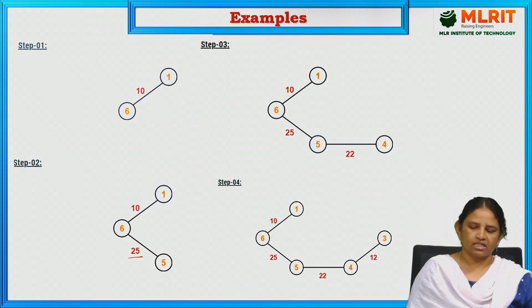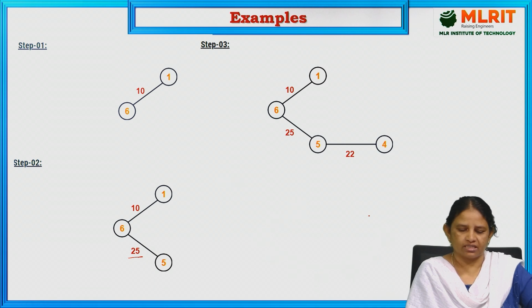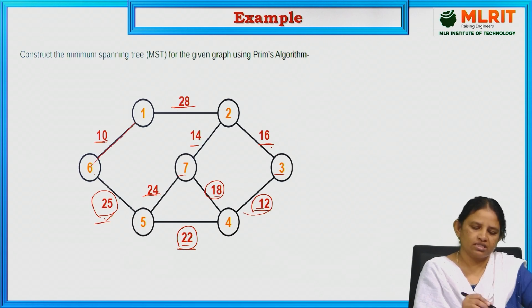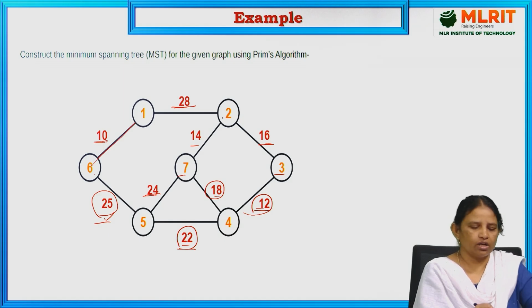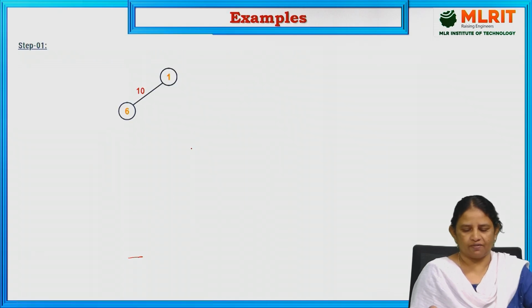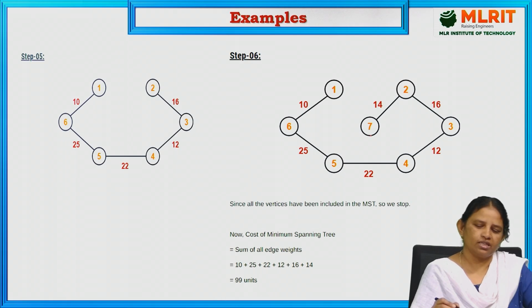Then what is the adjacent vertices of 3? That is 2. Then again 1 to 2 cost is 28, 3 to 2 cost is 16, so 16 is included. After that 2 to 7, 2 to 1. 2 to 7 cost is 14, 2 to 1 is 28. So 2 to 7 is included in the spanning tree.